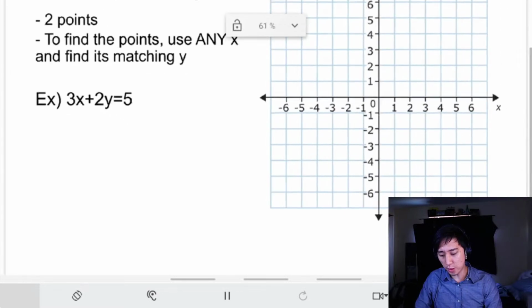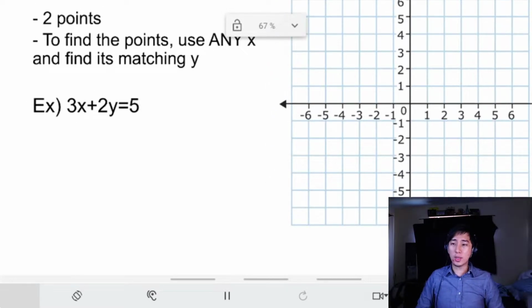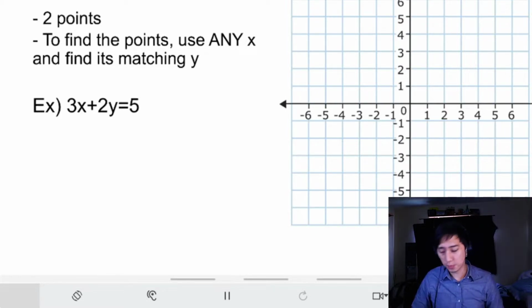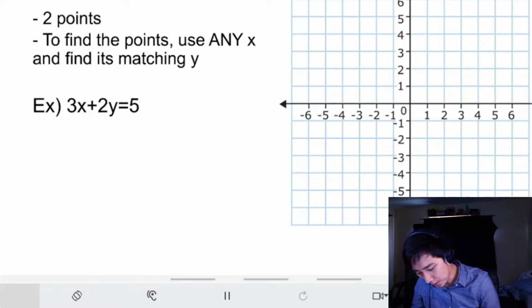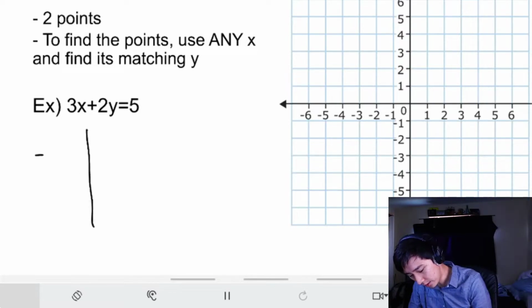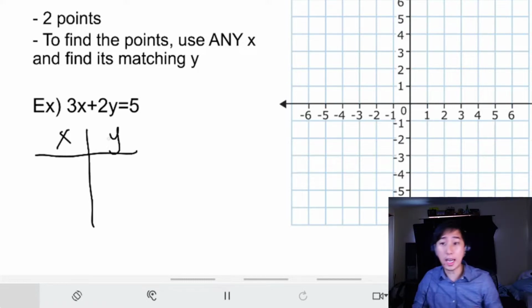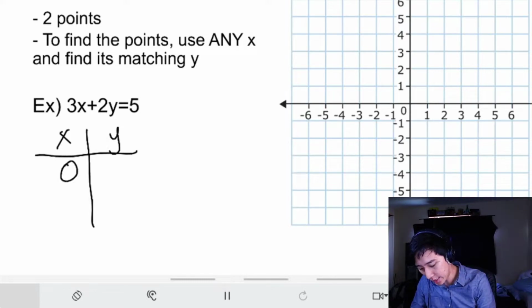So let's do a super quick example on that. If I give you the equation 3x plus 2y is equal to 5, I want you to graph this using a table. So what I'm going to be doing is setting this up: x, y. Pick any x you want. In general, I said you're always going to pick 0 and 1. It's always a good idea.